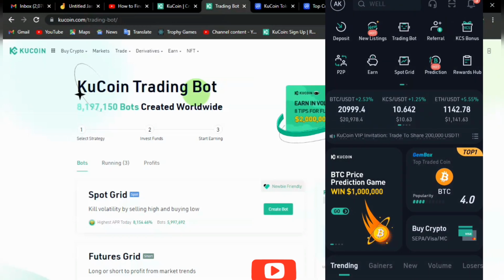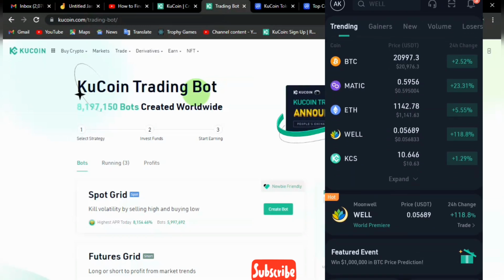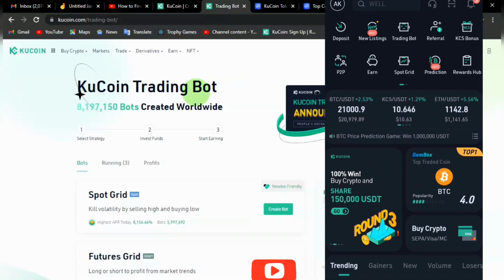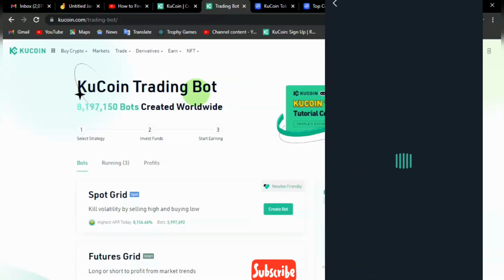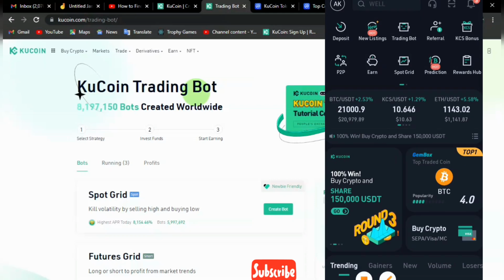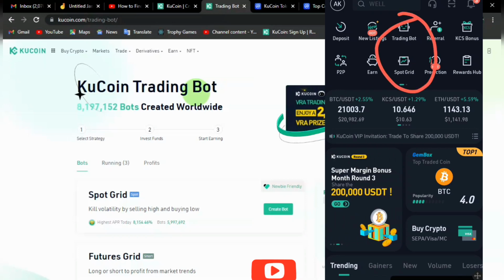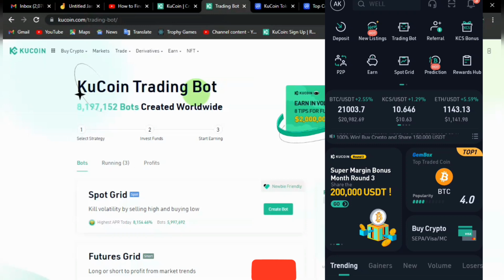So once you log into your mobile app, you can see the prices, everything will be spelled out to you on the menu. All you need to do to kickstart your trading bot is click on the trading bot icon. I'm going to go back and highlight it for you to see. It's currently here. Click on this icon here, trading bot. I'm going to click on it.